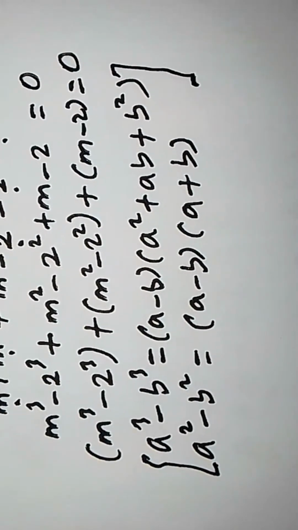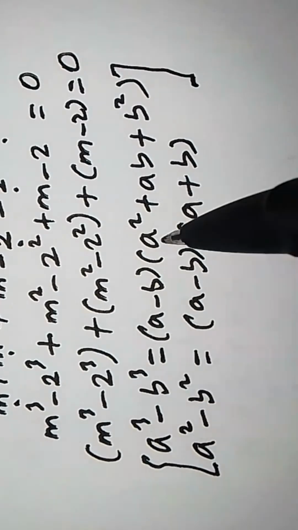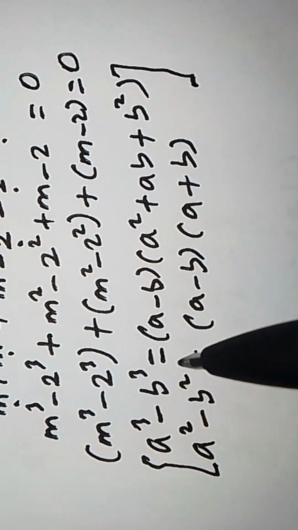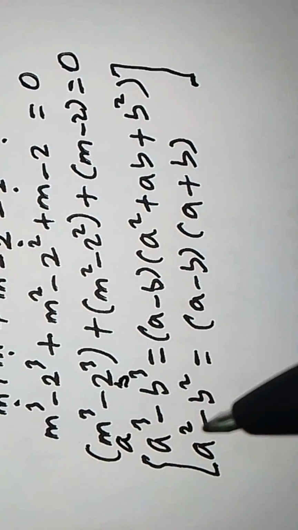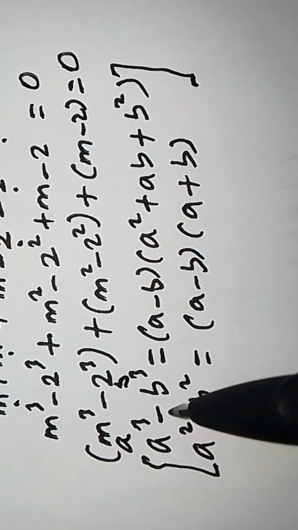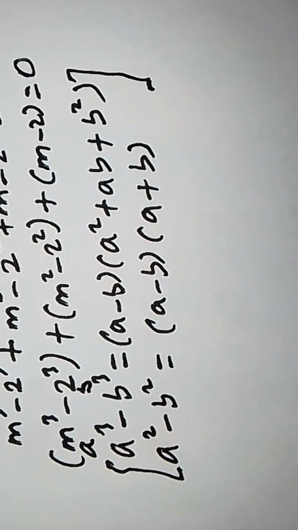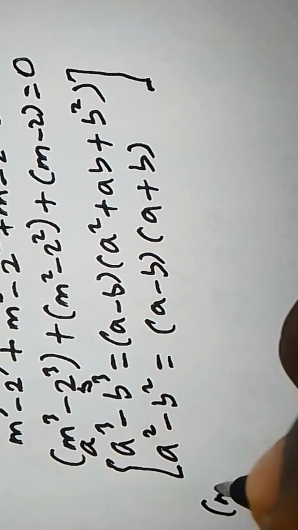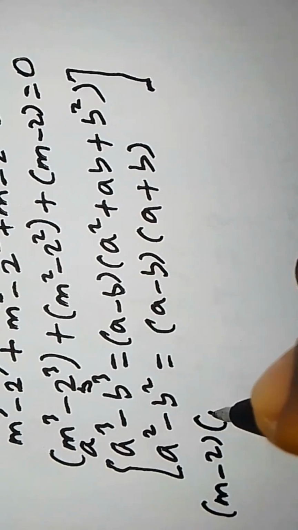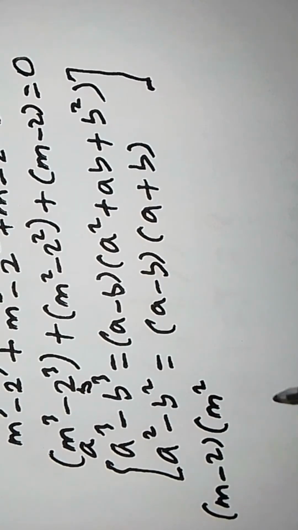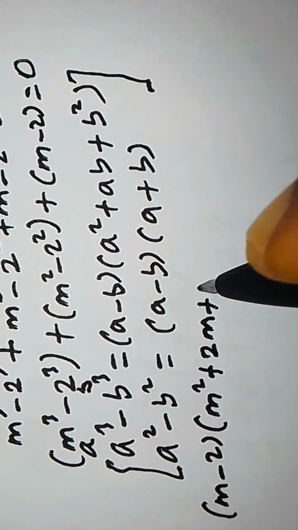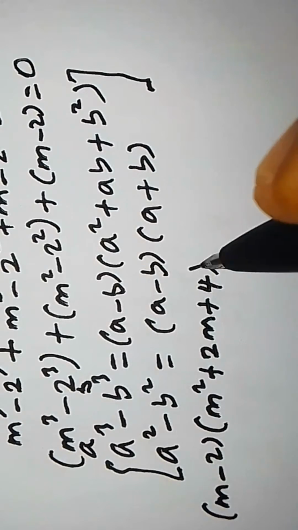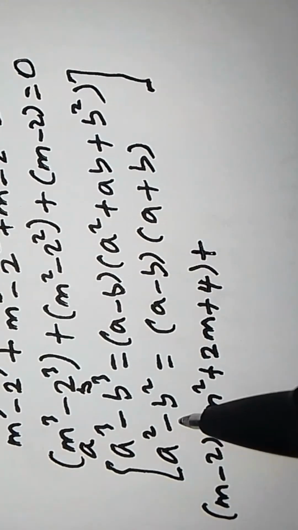Now, we have to apply this first property to this term. You will see that our a is m and our b is 2. So, applying this property to this, we are going to have m minus 2 times m square plus 2m plus 4, plus, now let us apply the second property.